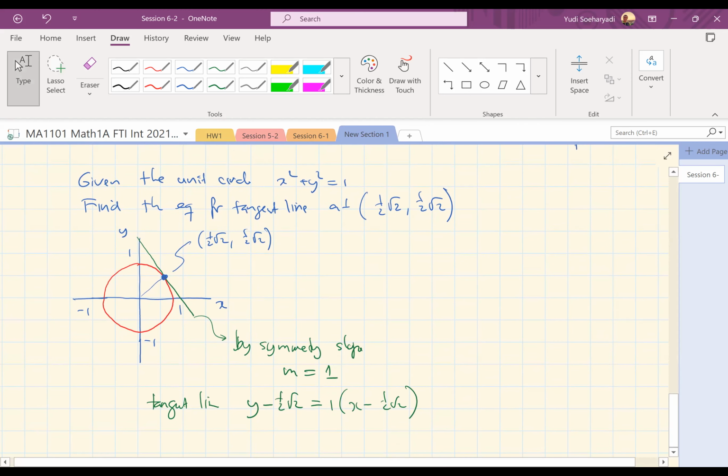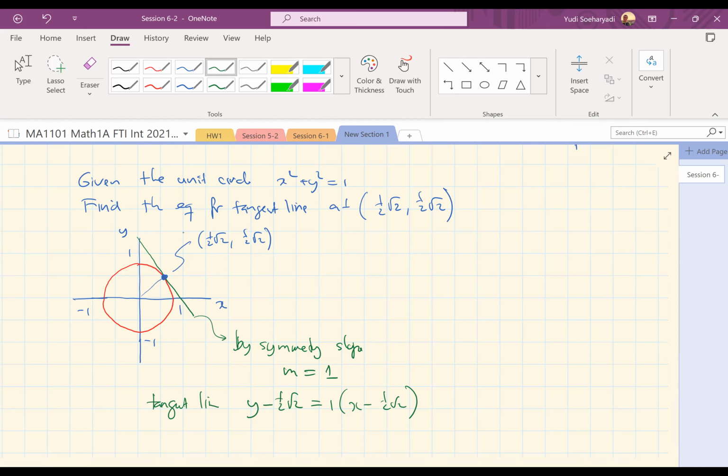Just recall this is symmetric. At any other point, that would be difficult because we need to compute the slope, which we need calculus for. Okay.